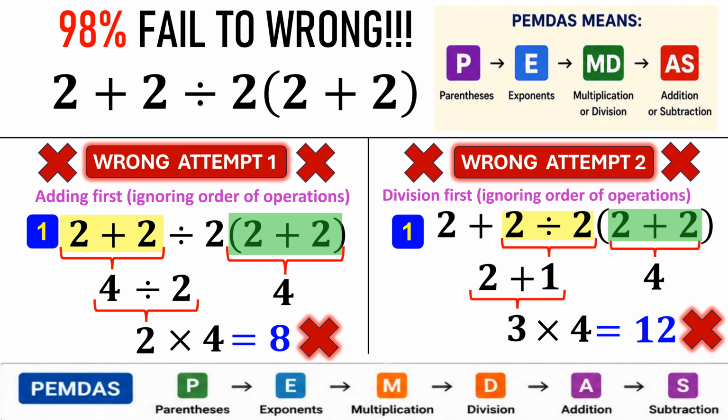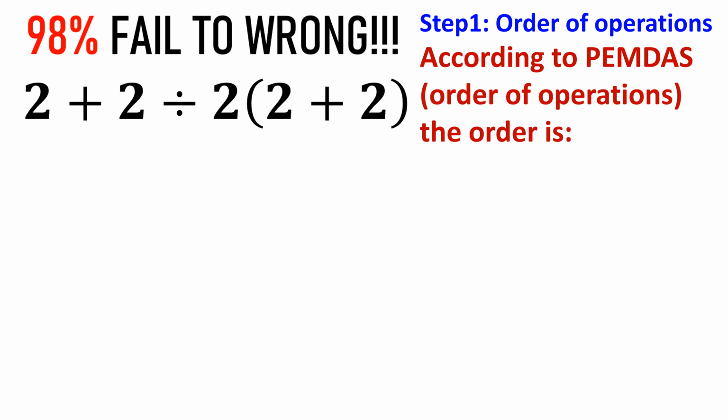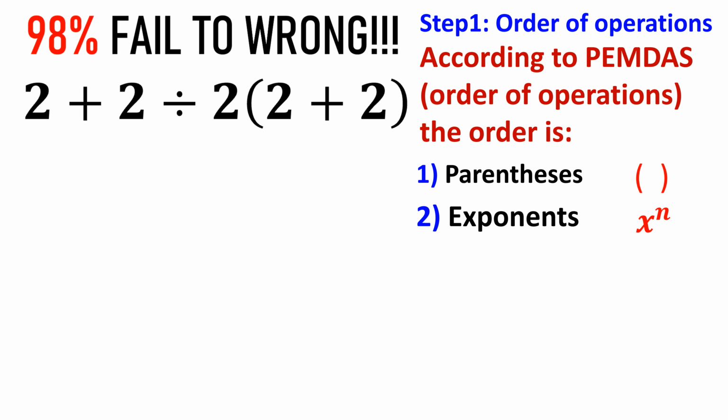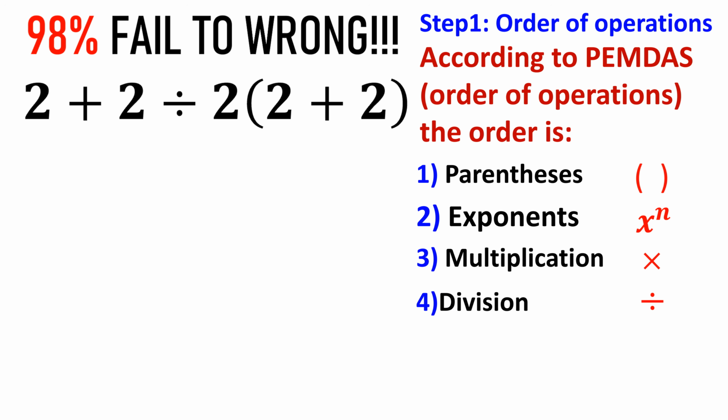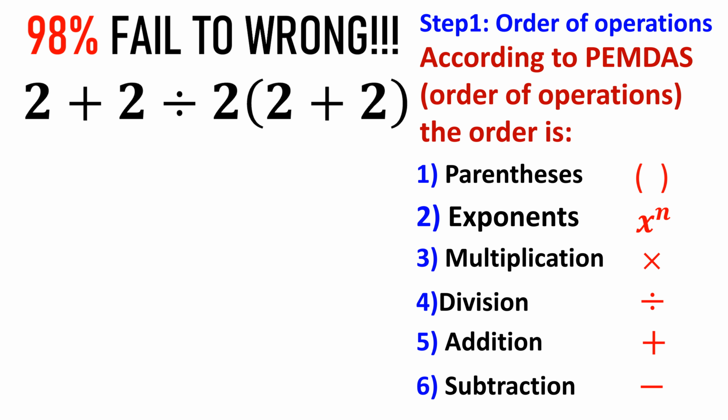So the main question is, what rule determines which operation we should perform first? The rule that comes to our aid here is the PEMDAS rule. PEMDAS is a simple way to remember the order of mathematical operations. The letter P stands for parentheses. The letter E stands for exponents. The letters M and D stand for multiplication and division. And finally, A and S stand for addition and subtraction. So in short: parentheses, exponents, multiplication and division, then addition and subtraction.